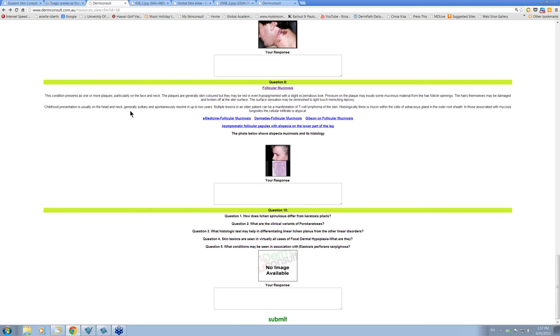Childhood presentation is usually on the head and neck, generally a solitary plaque, with spontaneous resolution in up to two years. Usually it involves an eyebrow, at least in my experience. But multiple lesions in an older patient can be a manifestation of T-cell lymphoma. There is mucin within the cells of the sebaceous gland and outer root sheath. In those associated with MF, the lymphocytic infiltrate is atypical.